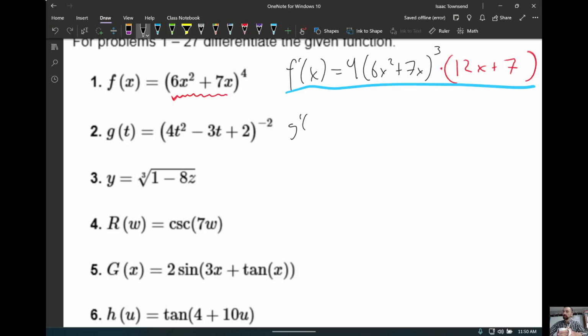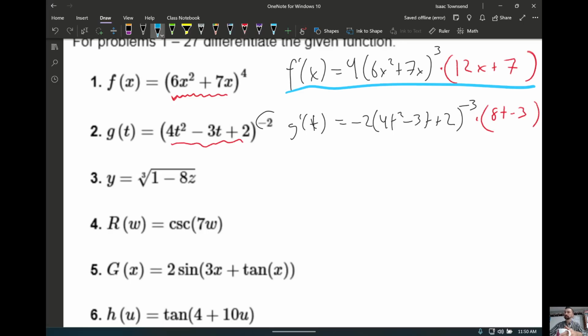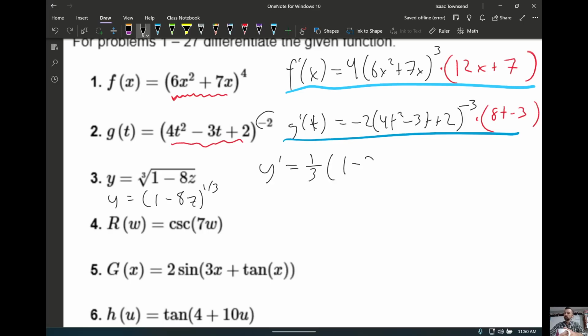Okay, number 2, same thing. It's t's instead of x's, but I've got something to the negative 2. So bring the power down, lower the power by 1, and then come back and multiply by the derivative of the inside. 8t minus 3. You're still encouraged to rewrite. So cube root's the same thing as an exponent of a third. So bring the power down, lower the power by 1, and then come back and multiply by the derivative of the inside.